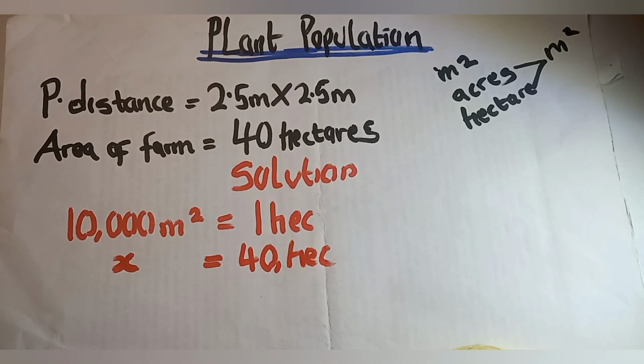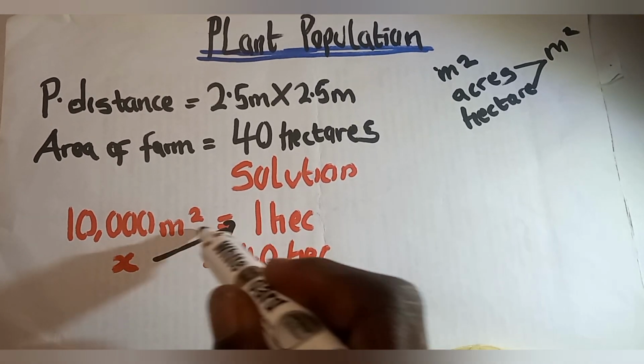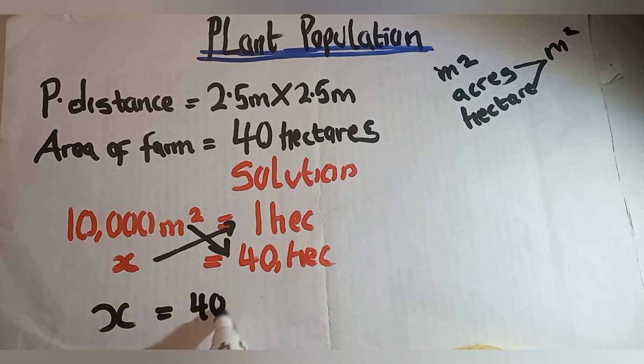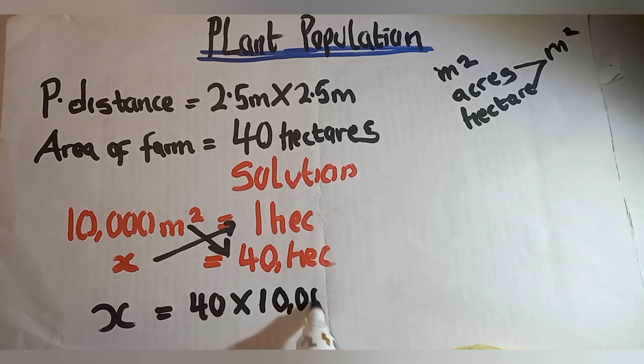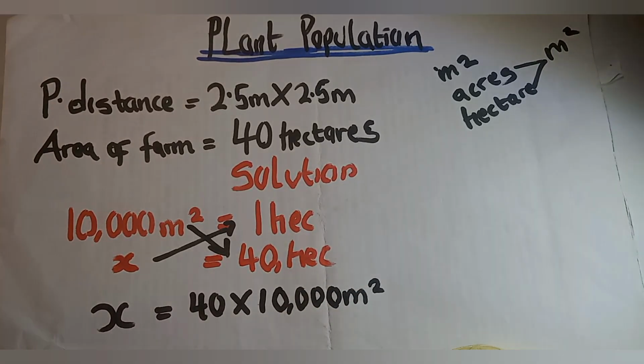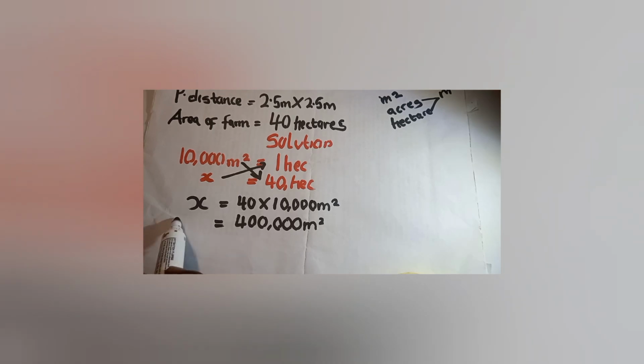So this will multiply this and this will multiply this. At the end of the day, my x is equal to, of course, hectares cancel hectares, so my x is equal to 40 multiplied by 10,000 meter square. So the area of the farm is 400,000 meter square.